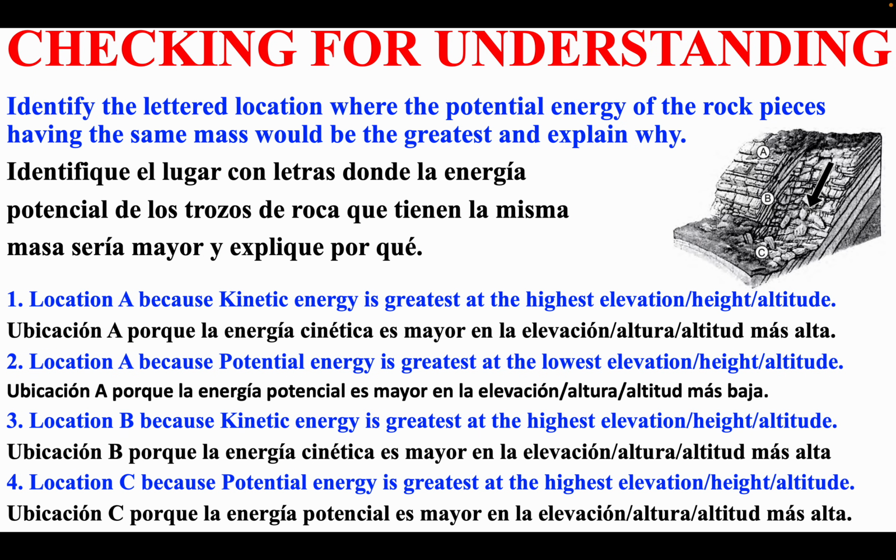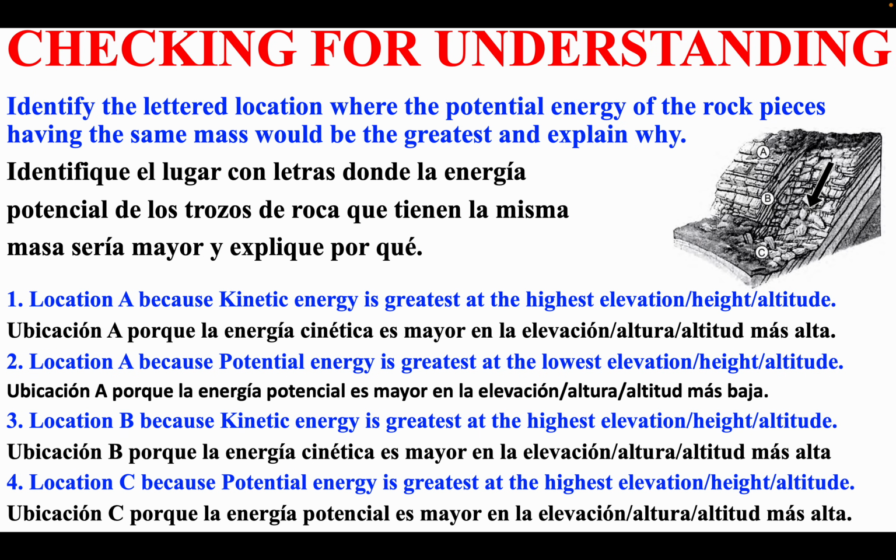Identify the letter location where the potential energy of this rock piece having the same mass will be the greatest and explain why. 1. Location A, because kinetic energy is greater at the highest elevation, height, altitude. 2. Location B, because potential energy is greatest at the lowest elevation, height, altitude. 3. Location B, because kinetic energy is greatest at the highest elevation, height, altitude. 4. Location C, because potential energy is greatest at the highest elevation, height, altitude.